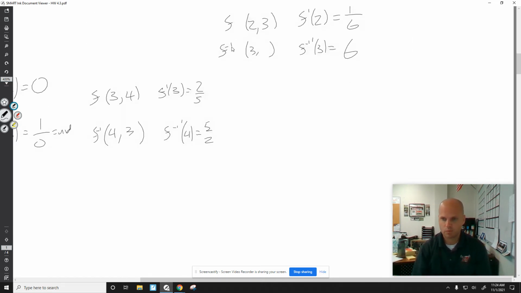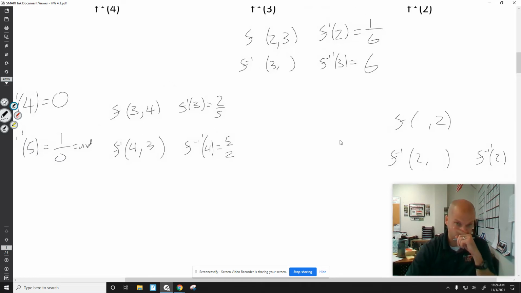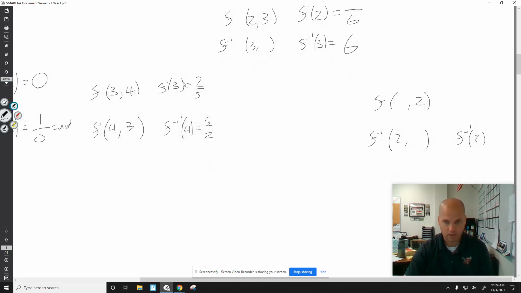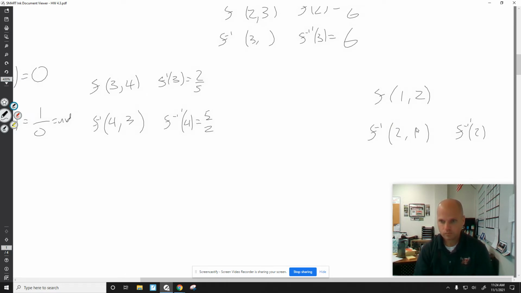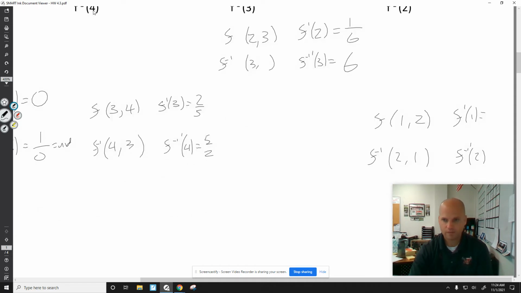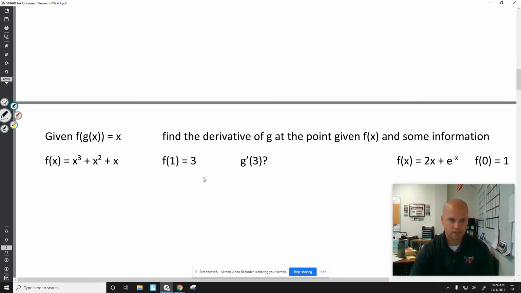Last one, f inverse prime of 2. Focus on f inverse point at 2, comma something. So we're going to focus on the point where f's y-coordinate is 2. F's y-coordinate is 2 at 1. F prime of 1 is 5. F inverse prime of 2 has to be 1/5. Okay, 1/5 is the answer. 5/2 is the answer. Undefined is the answer.